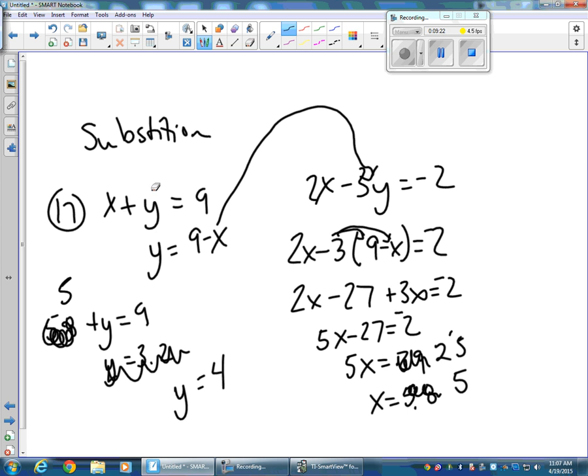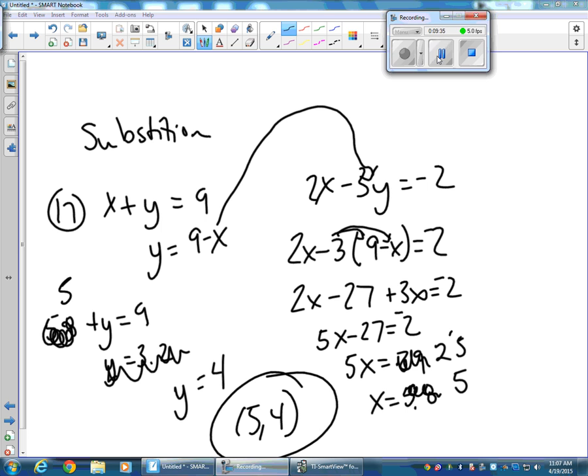Now check our answer. 5 plus 4 is 9. That works out. 2 times 5 is 10, minus 3 times 4 would be 12. 10 minus 12 is negative 2. That works out better. Definitely why you need to check your answer. 5, 4 is the answer.